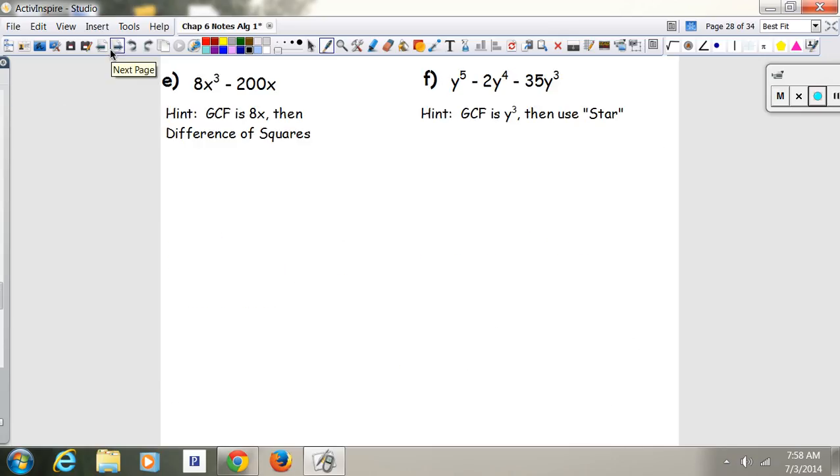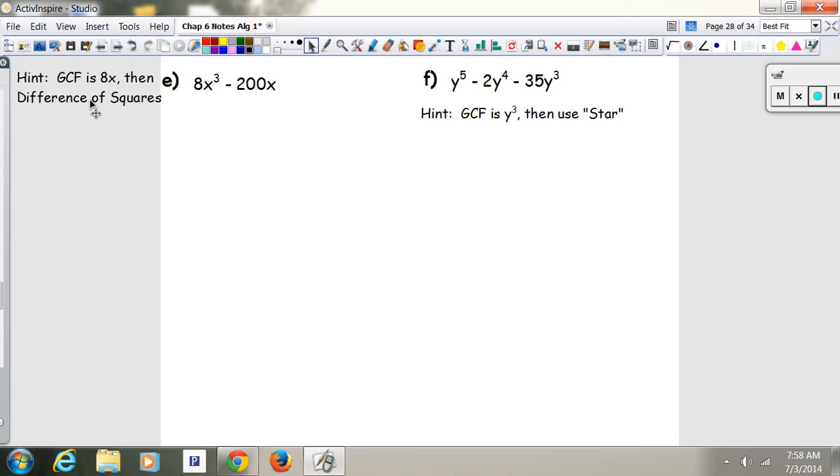Okay. On this one, the GCF is 8x. So I'm telling you right off the bat, the GCF is 8x. So that means take an 8x out. Pull an 8x out of both terms. You've taken out an 8, you're taking out an x, you'll still have x squared. 200 divided by 8 is 25, and the x comes out. So it's x squared minus 25.